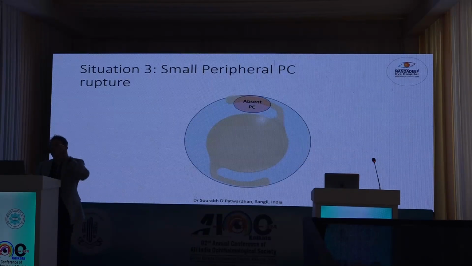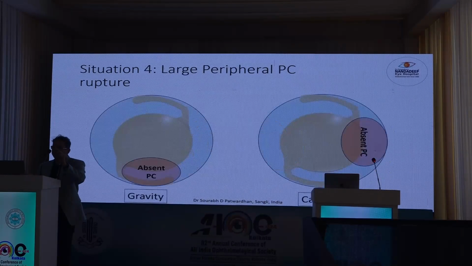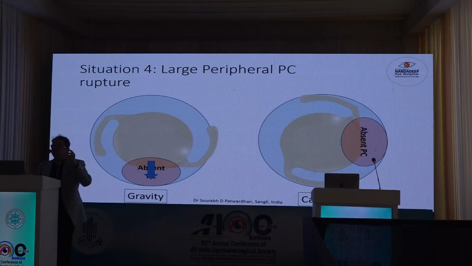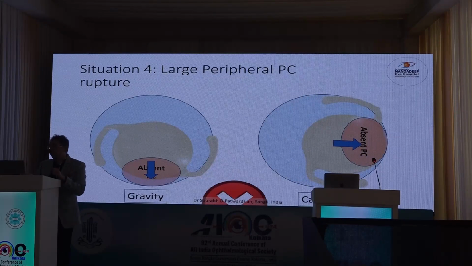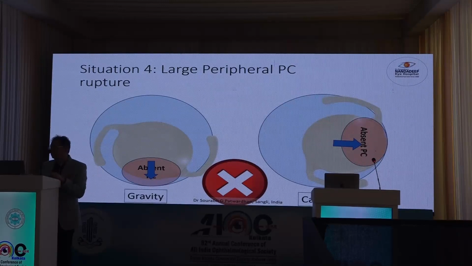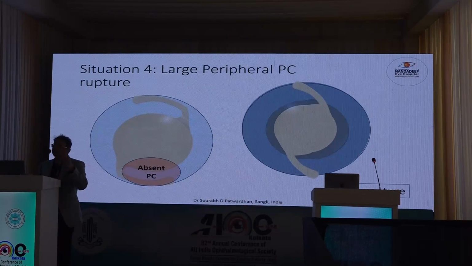What happens if there is a small peripheral PC rupture which is much smaller than the optic size? You can still place the IOL in the bag. But if you have a large peripheral PC rupture, or a PC rupture in the periphery in the inferior part, I think gravity and capsular fibrosis, even if on the table the IOL may look centered, it is going to decenter and cause problems. So in such cases, avoid putting the IOL in the bag in case of PC rupture. Another thing we can do with a large peripheral PC rupture is optic capture in some limited cases.